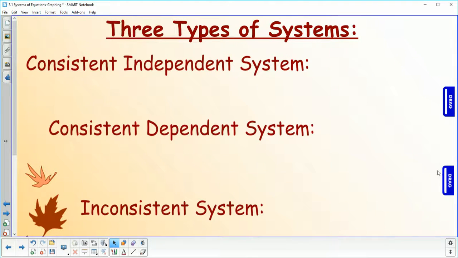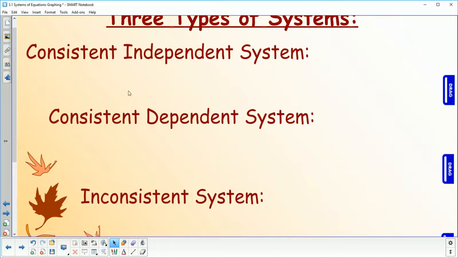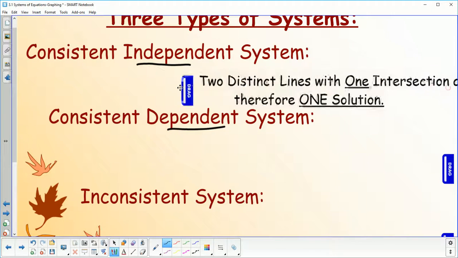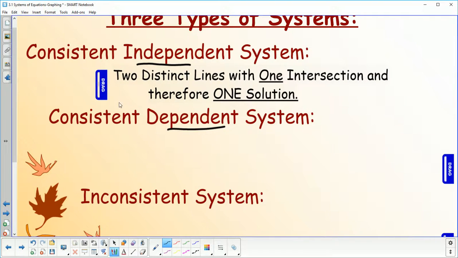Now, types of systems, we're going to have 3 types. We have consistent independent, consistent dependent. You'll hear people talk more about them as independent or dependent systems, and then we also have what are called inconsistent systems. So an independent system is when we have 2 distinct lines and there is 1 point of intersection and therefore 1 solution. So the key there is 1 intersection of those lines, and that gives us 1 solution.